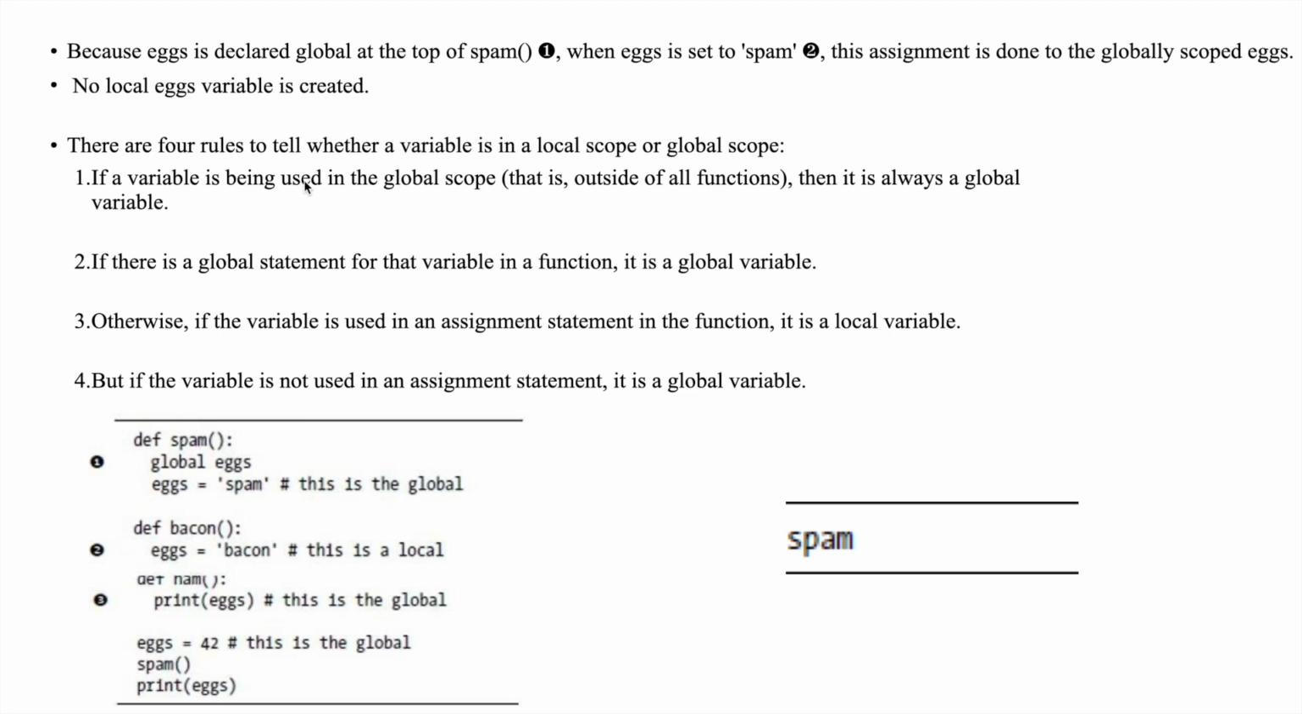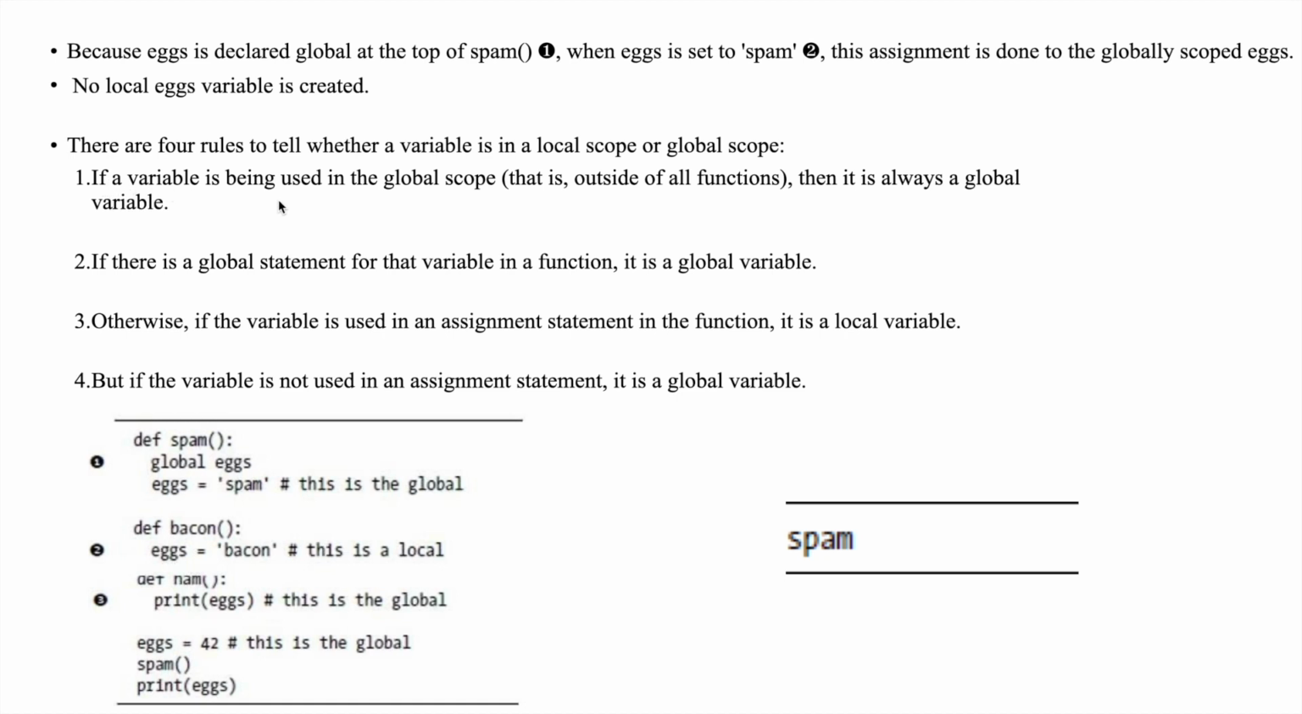If a variable is being used in the global scope, that means it can be used outside all the functions, then it is always a global variable. Next, if there is a global statement for the variable in a function, it's a global variable. Just remember these three rules.